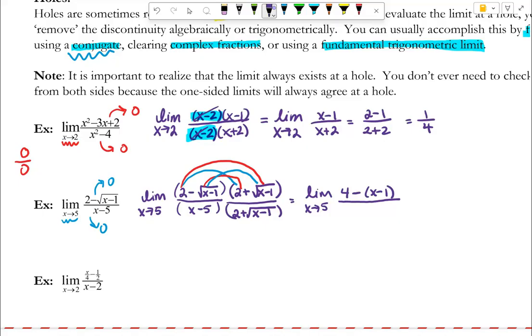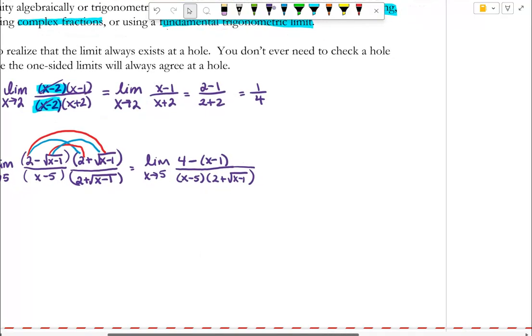Okay, so in the denominator, I'm going to encourage you not to distribute. Nothing good is going to come from that. So I'm going to leave x minus 5 and 2 plus the square root of x minus 1 as two factors in the denominator. All right, so when we simplify our numerator, I know writing this limit notation is tedious, but it is good practice. When we simplify this numerator, 4 minus the quantity x minus 1 is the same as 4 minus x plus 1, and that's the same as 5 minus x.